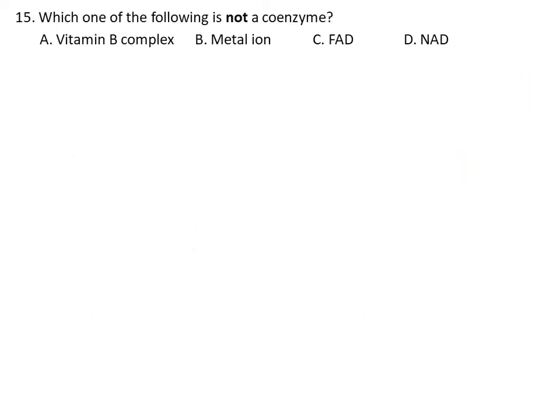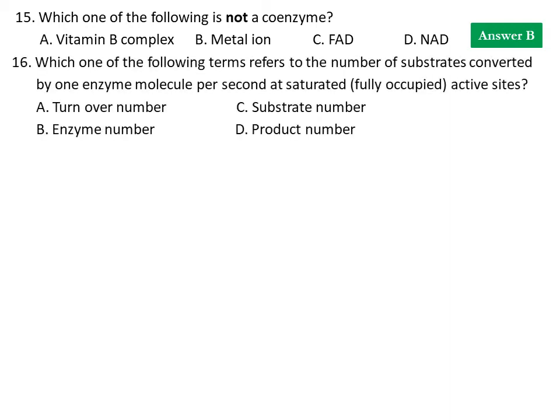Question number 15. Which one of the following is not a coenzyme? A. Vitamin B complex. B. Metal ion. C. FAD. D. NAD. So the answer should be B. Metal ion is not a coenzyme. It is a prosthetic group.